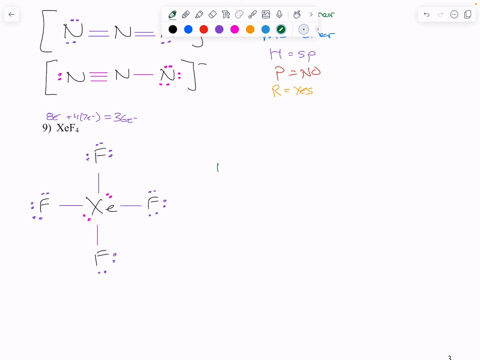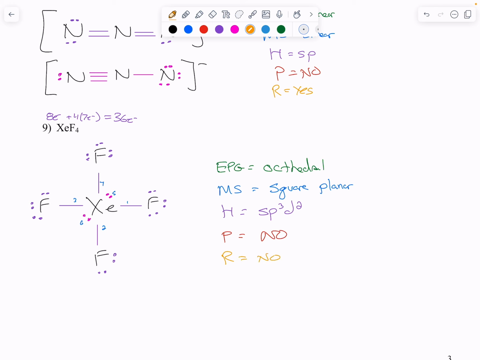Electron pair geometry is octahedral, because there's 1, 2, 3, 4, and then 5, 6 pairs. Shape: 4 bonding pairs, so it's going to be square planar. Hybridization, sp3d2. Polar, no. Right? It's perfectly symmetrical because those are 90 degrees apart in a plane. Resonance, also no.